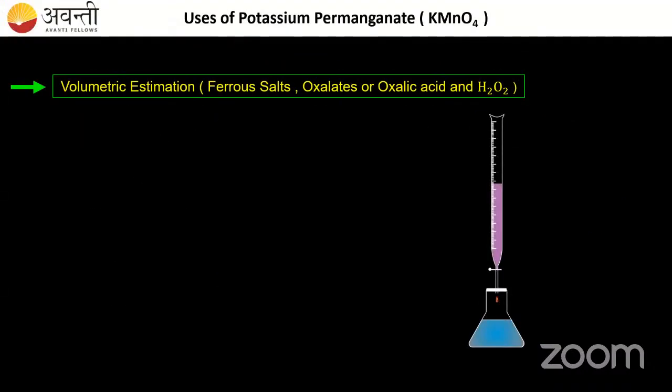Uses. The first use: KMnO4 is used in volumetric titration, volumetric estimation, we can say, like the estimation of ferrous salts, oxalates or oxalic acid, and hydrogen peroxide. All these compounds are estimated by volumetric analysis, and this KMnO4 is used in the burette.